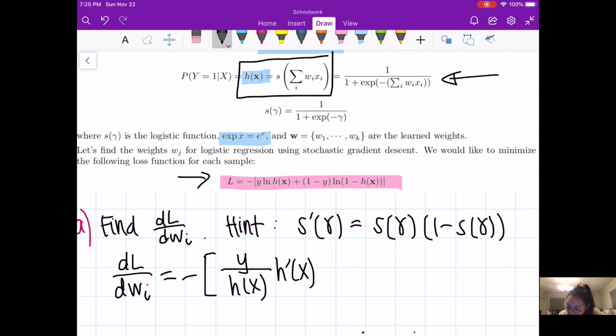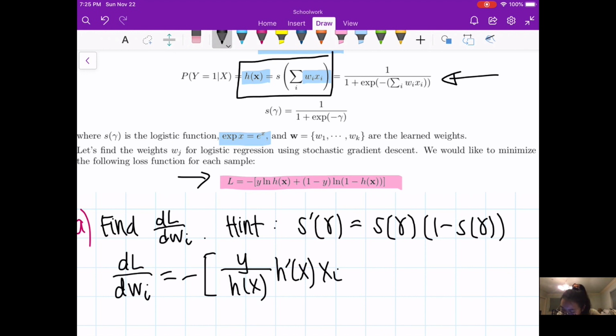We also need to do another step of chain rule, which is that the h of x function takes in wi xi. So if we're taking the derivative with respect to wi, we also need to multiply by xi in order to account for that extra argument input and to fully complete the chain rule. Cool, so that is the first term.